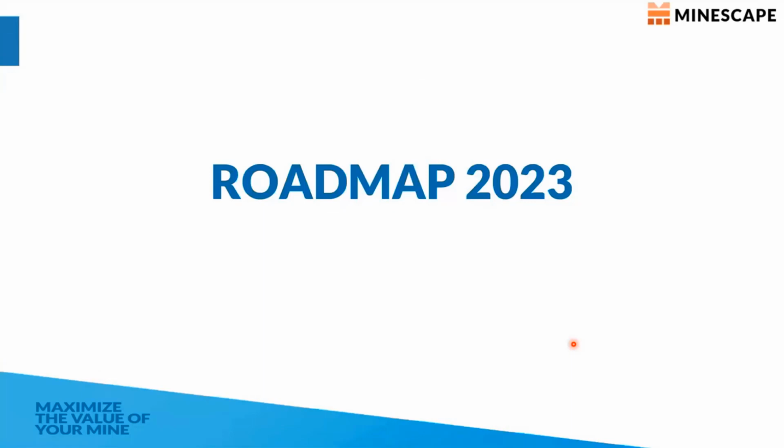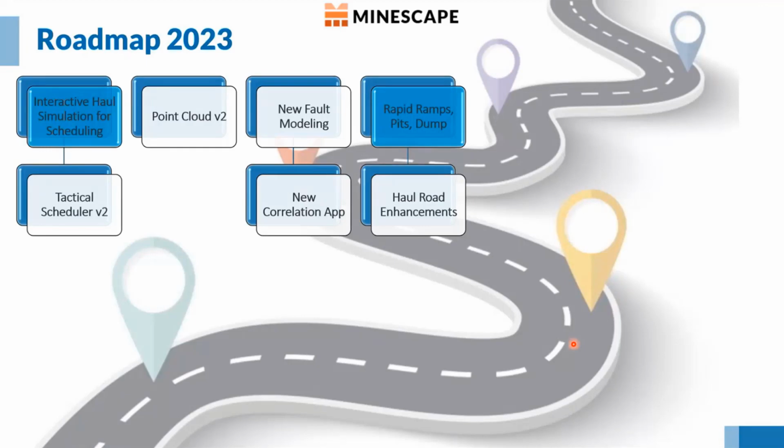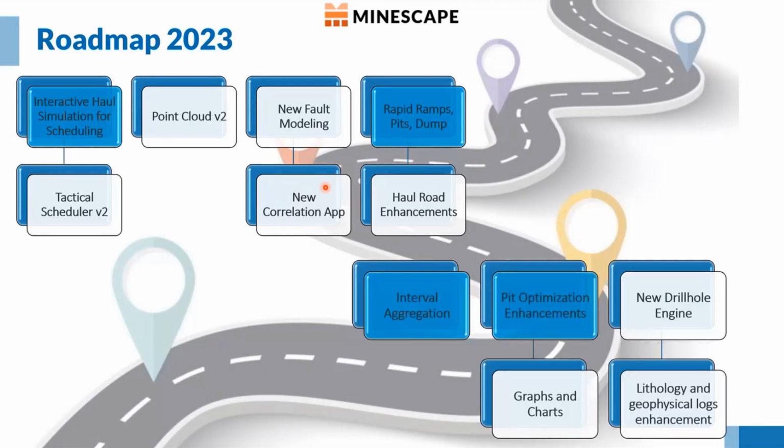Now, quickly on the roadmap before I get into a demo, these are some of the things we're going to do. Big ticket items: the interactive haul simulation or cycle time calculator. We're going to do some rapid pits, rapid ramps, rapid dumps. We're going to do a new correlation app. Some pit optimization enhancements. We're looking at a new drill hole engine to amp up our strat modeling capabilities.